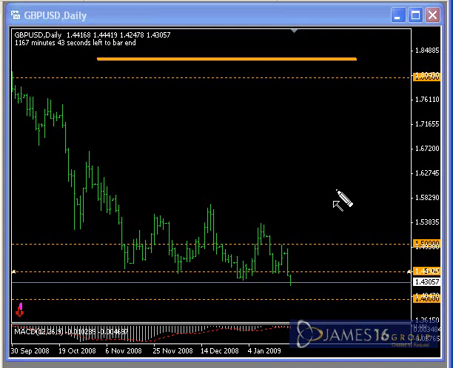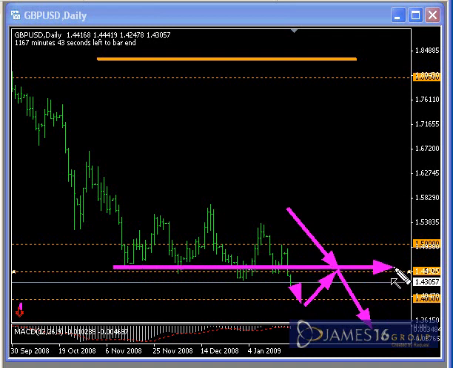So the daily, I don't see anything to do right now. You could look for a breakdown, a pullback, and a continuation. So you might look for price action at this former support level. But again, price is very oversold, so you got to be cautious with that. But again, we're just using support and resistance.